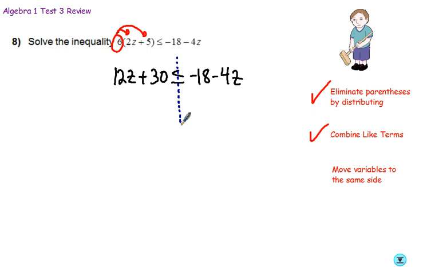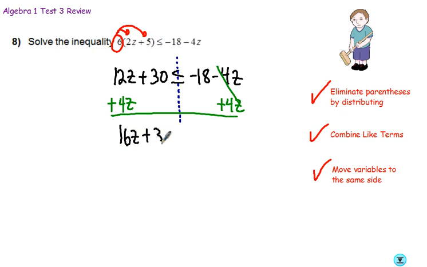The inequality symbol is what splits the two sides, right? So when I think about combining like terms, I can't combine 12z and negative 4z because they're not on the same side. What I do need to do next, since they're not on the same side, is move them to the same side. And so I'm going to move that negative 4z over to the left side. Again, we always do the opposite to move things. So 12z plus 4z would give me 16z plus 30 less than or equal to negative 18.